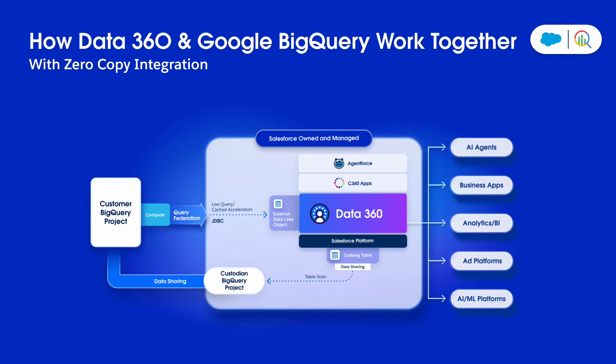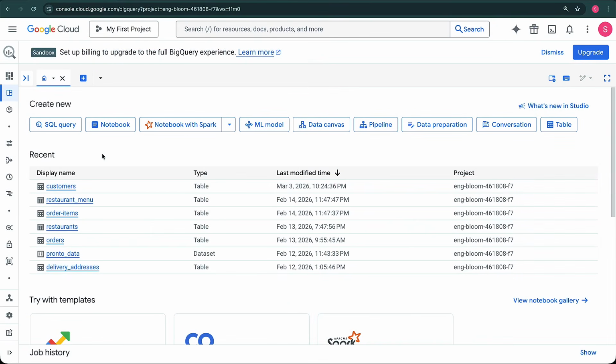What zero copy means is that instead of cloning the data from the source system into Data 360, we make a federated query to get the data directly from the source system in real time whenever needed. This is what makes Data 360 a context layer rather than just another data warehouse. We are not duplicating the data, we are just creating a query interface that sits on top of your existing systems. Here is Pronto's BigQuery instance.